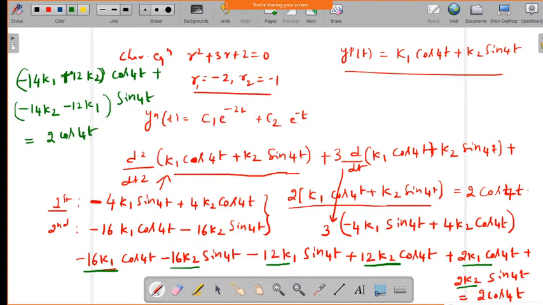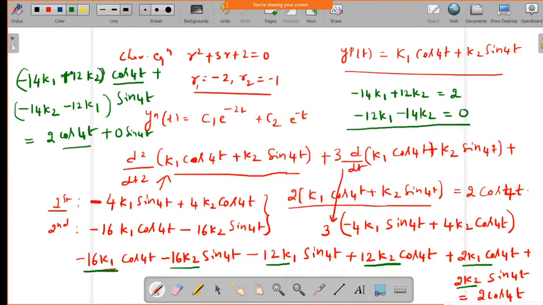Now equate the cos 4t terms and the sin 4t terms, which is 0. If you equate these two, you get minus 14 k1 plus 12 k2 equal to 2, and similarly minus 12 k1 minus 14 k2 equal to 0. Now solve these equations and tell me the values of k1 and k2.